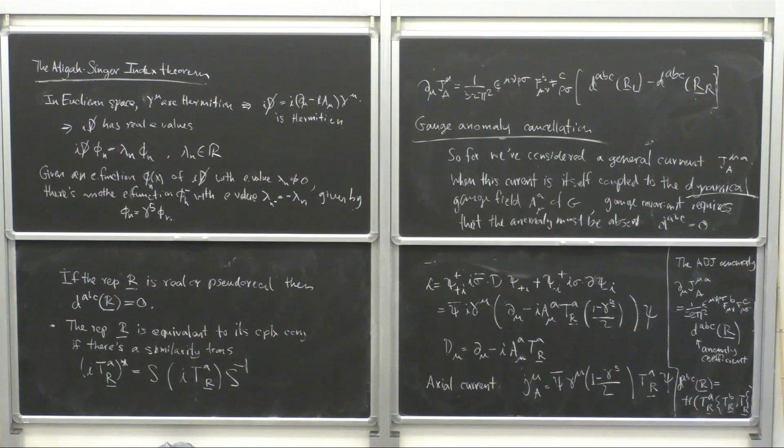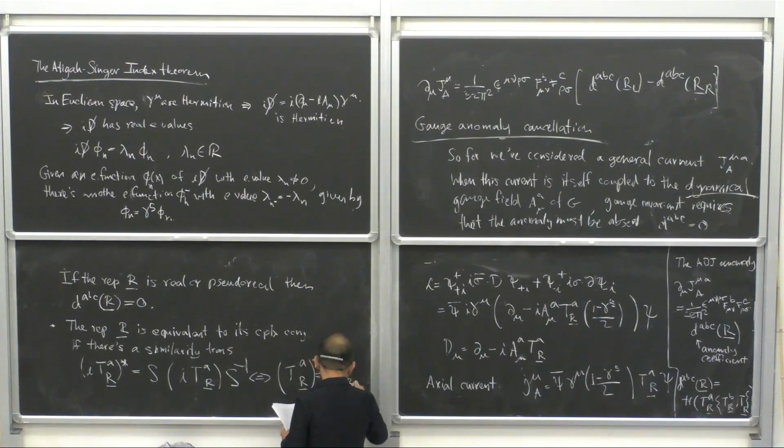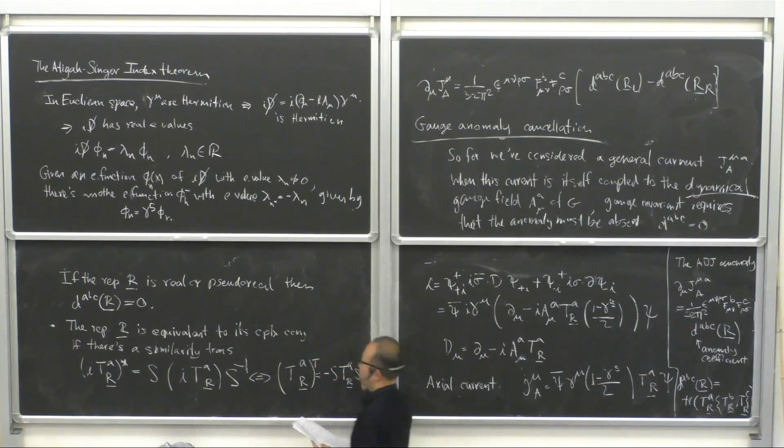This means that this representation is either real or pseudo-real. The representation is equivalent to its complex conjugate. First of all, is it clear? I will give you more criteria later. This means that, depending on convention, I use a physics convention where the T is Hermitian. So I can do things like this with a transpose that is equal to S T R A S inverse.